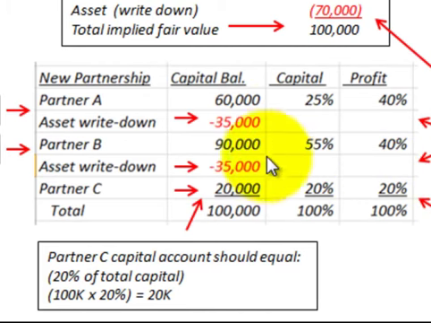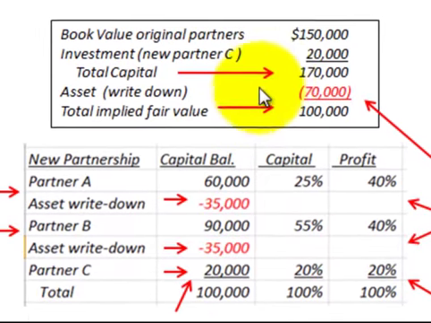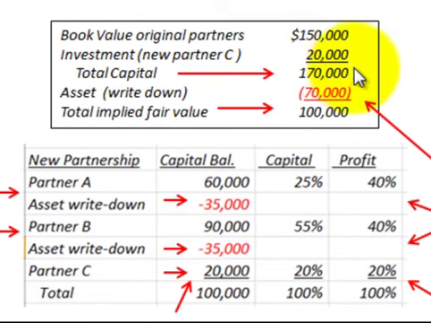And then our original total capital prior to our write-down was $170,000, but when we write it down, we have to write it down to $100,000 using this goodwill method. So we have that down here at $100,000. So that's how we allocate our capital, and then our profit and loss and our capital ratios for this new partnership.